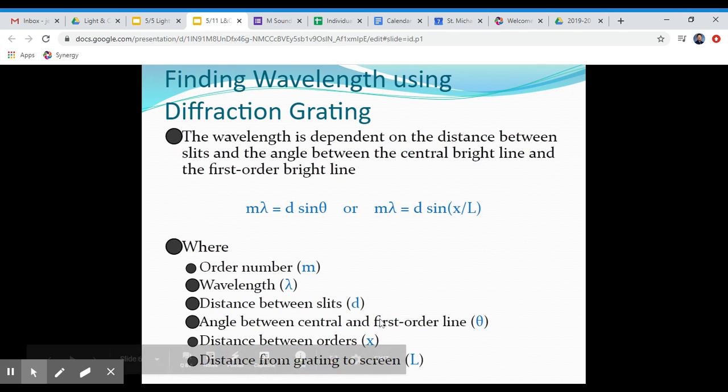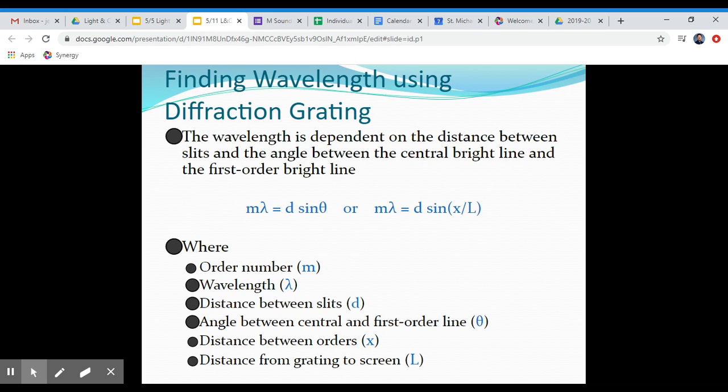So in x over L, x is the distance between each of my orders. If I'm using first order, I would use the distance between the central order and my first order. And then the distance from the grating to the screen would be L. All of these need to be measured in meters. As always in physics, we want to make sure that we are in meters.